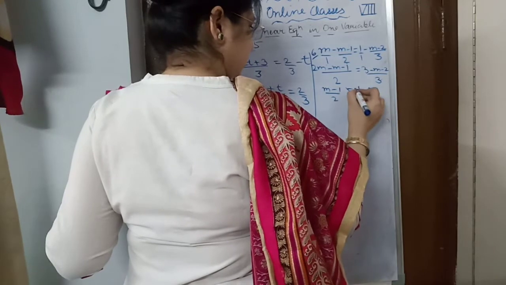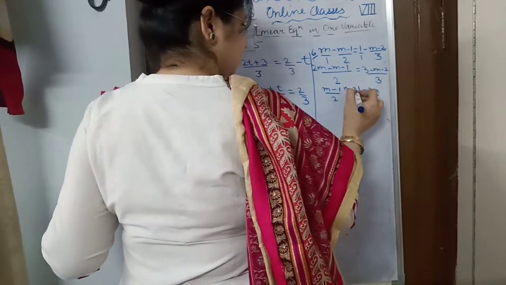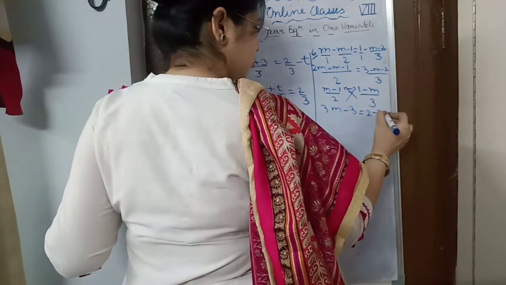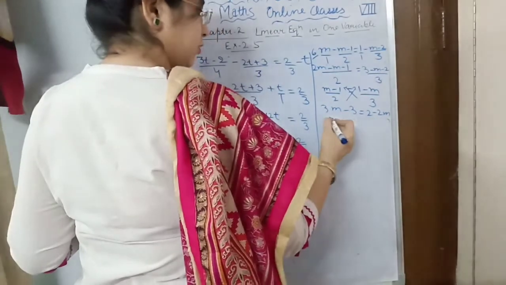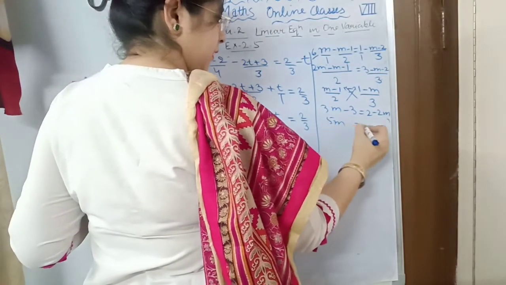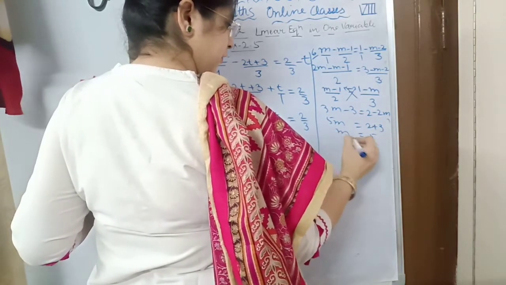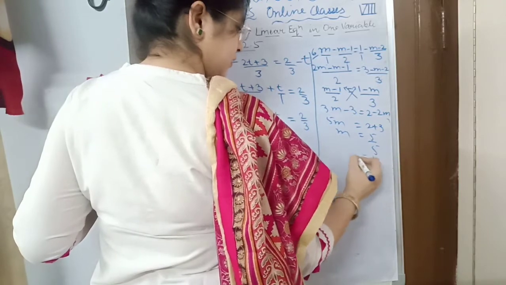So here again cross multiplication. 3m minus 3 is equal to 2 minus 2m. 3 minus 2 is 5m is equal to 2 plus 3 is 5. So value of m is equal to 5 upon 5, that is 1.